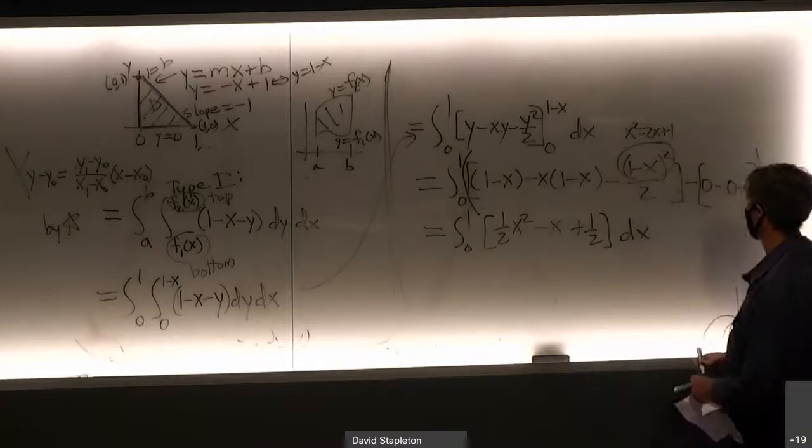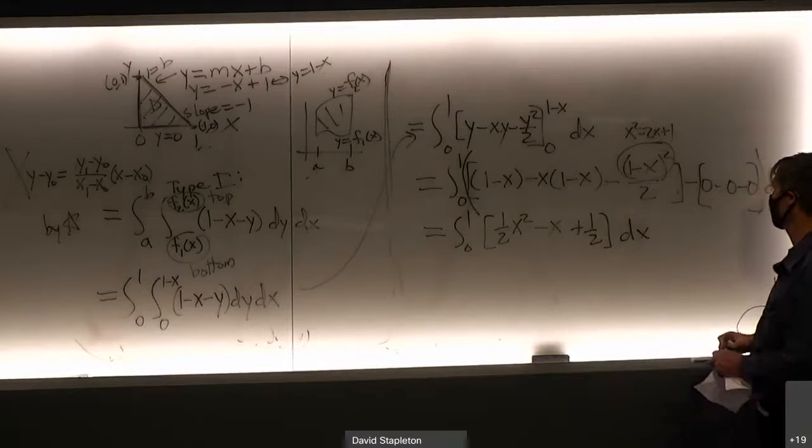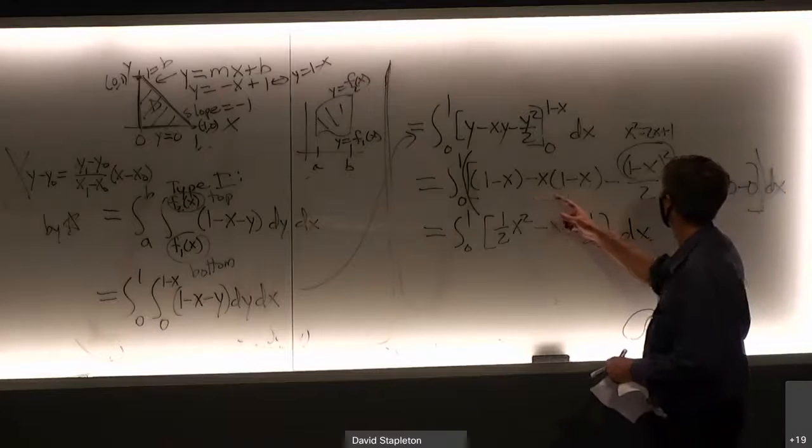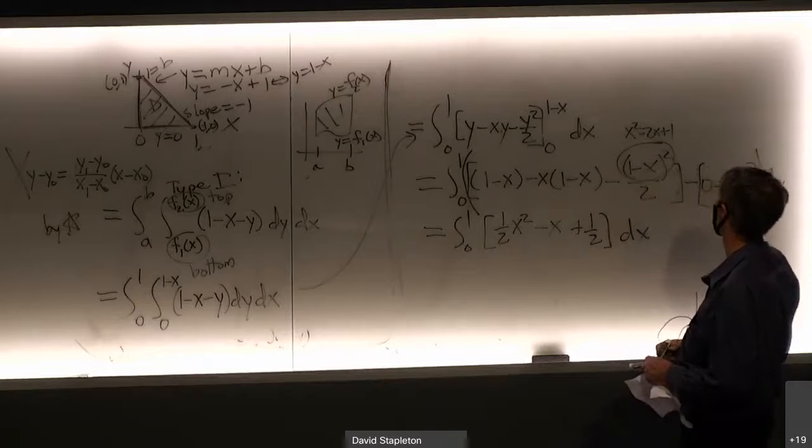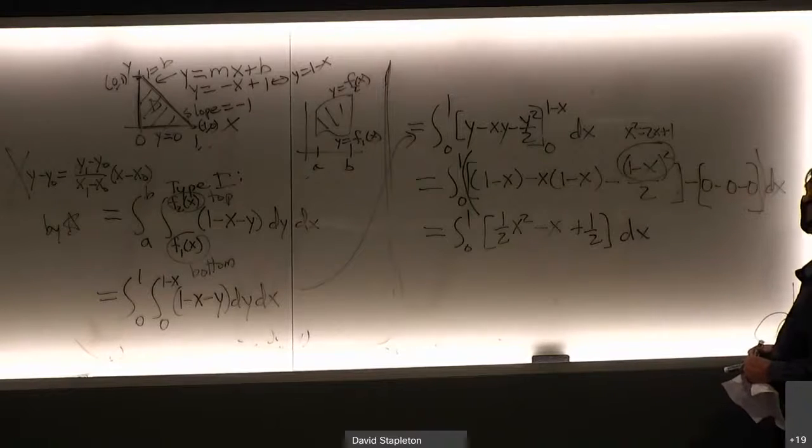So multiplying all that out and grouping like terms, we've got a half x squared. Wait a minute. Yeah, x squared minus a half x squared. A half x squared minus x plus a half.